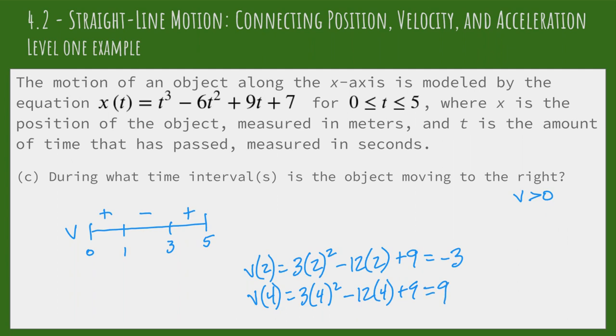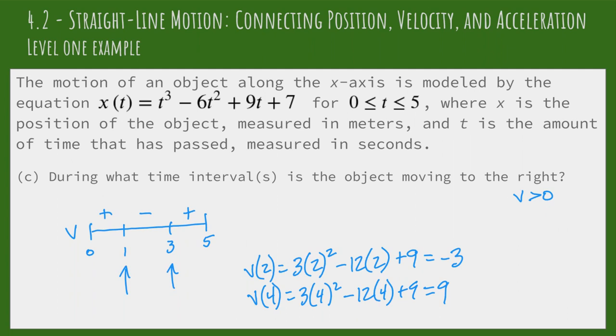Essentially what I'm doing here is picking points on each interval, and I know that the velocity is going to have the same sign at every point on the interval. And I know that, again, because the only places where the velocity can change is going to be where the velocity is equal to 0.